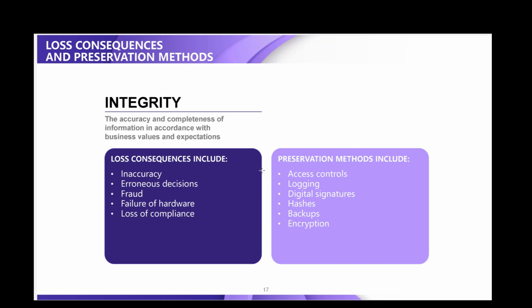Another consequence of compromised data integrity is fraud. For example, in a financial institution, if there is a breach of integrity in the financial data, that can lead to fraud. It can also lead to failure of hardware and loss of compliance. So what are the various preservation methods?